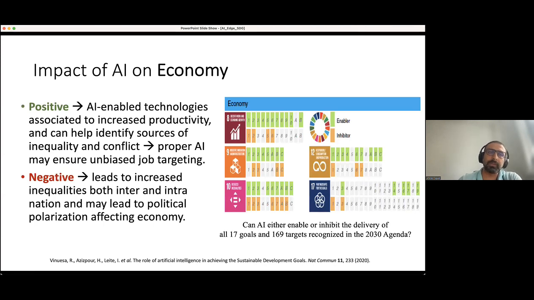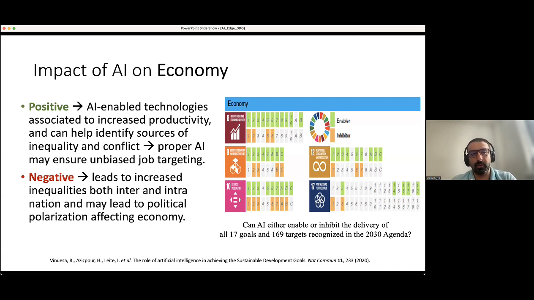So they looked into its impact on economy also, and they found that it has a positive, of course, impact, where AI-enabled technologies are usually associated with increased productivity and can help us with reducing or solving many sources of inequality and conflict. However, this requires proper AI systems that can ensure unbiased outcomes. For example, AI is used for job hiring or going through CVs or people's applications, and for this case we need this to be unbiased.